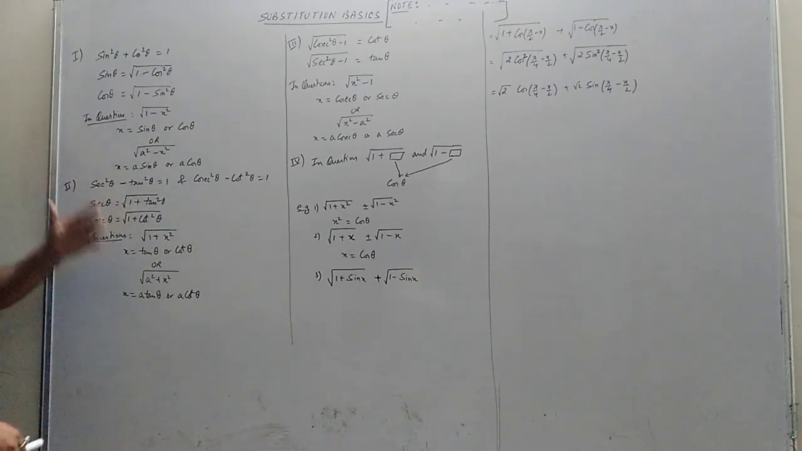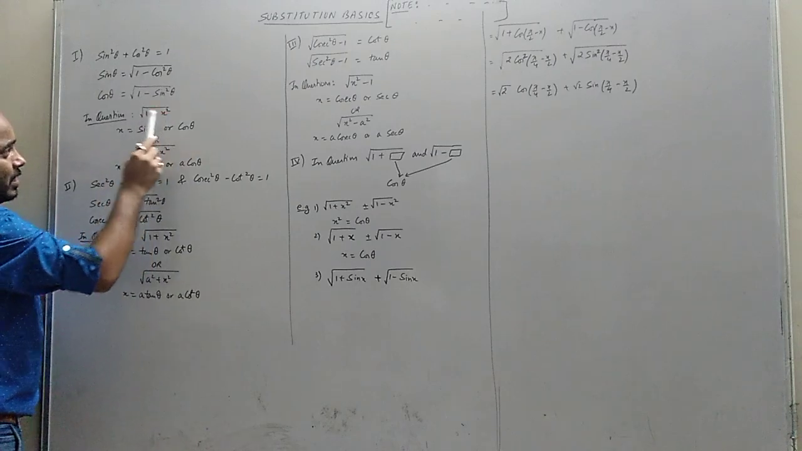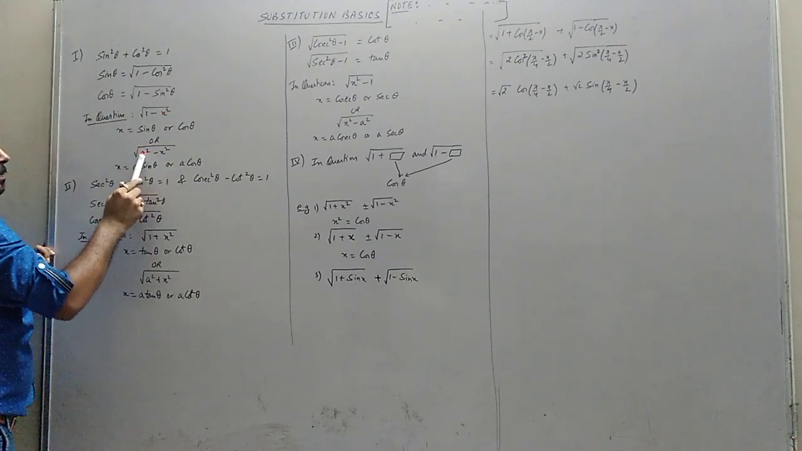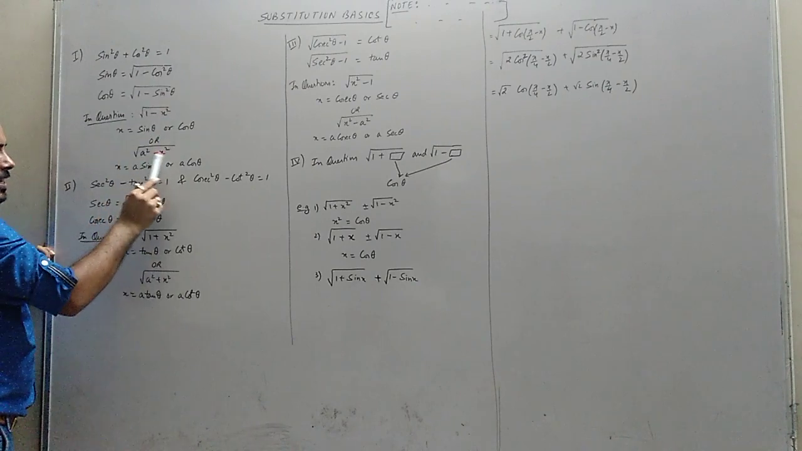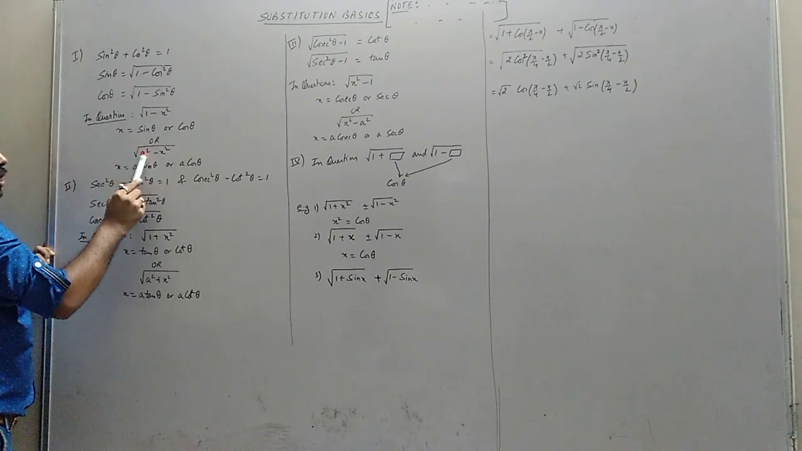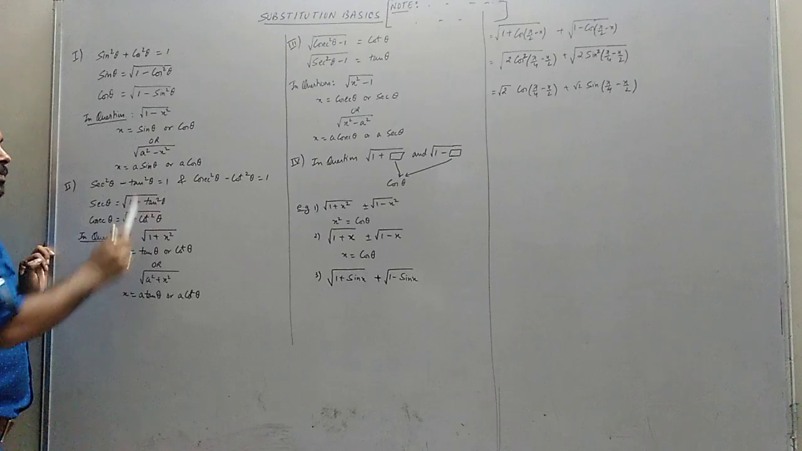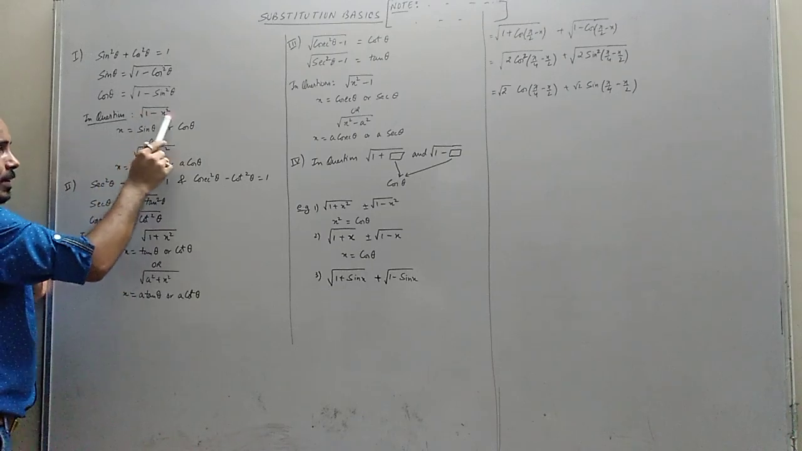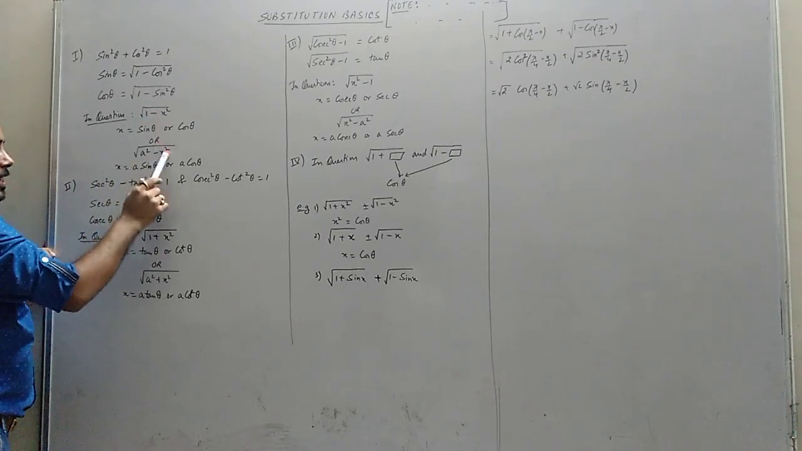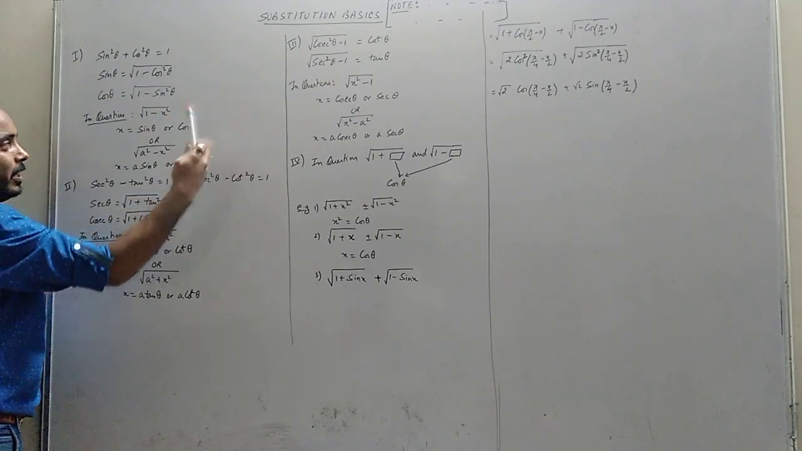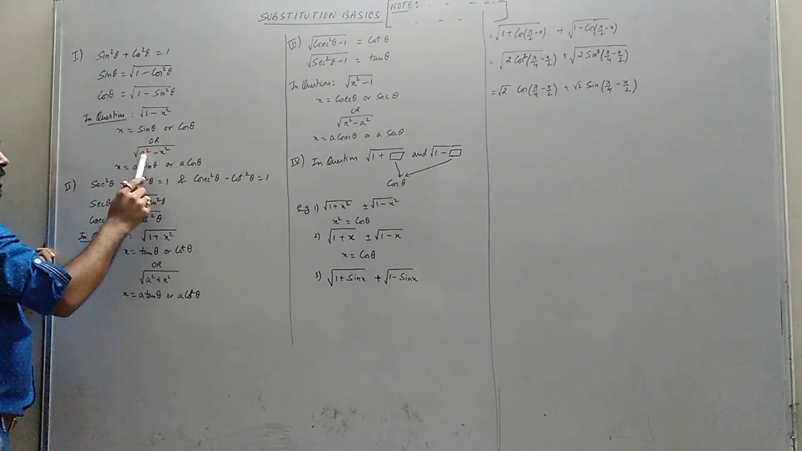Now the same thing, in terms of a constant a: under root a square minus x square. When we face this type of thing, it is almost the same. See, root a square minus x square, x square is in the later part. Initially we had 1, here we have a square.